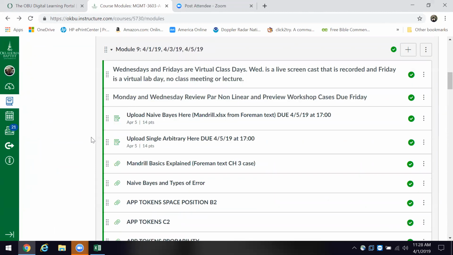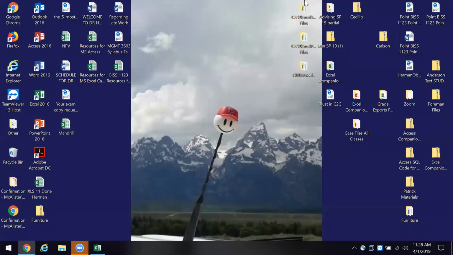Now, this week we're also going to look at the single arbitrary case. And if you take a look at your textbook, you're going to see that single arbitrary deals with network or queuing theory. And one of the things that we deal with is, what's the probability of the arrival time? Let me open up that file for just a second. I've got it on my desktop, I think. And we can take a look at it.